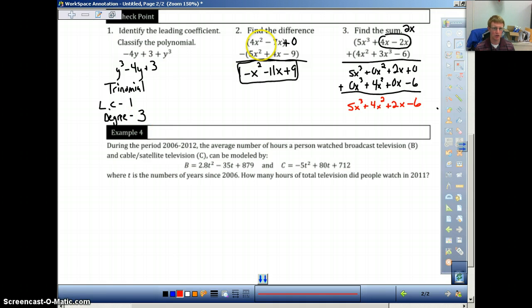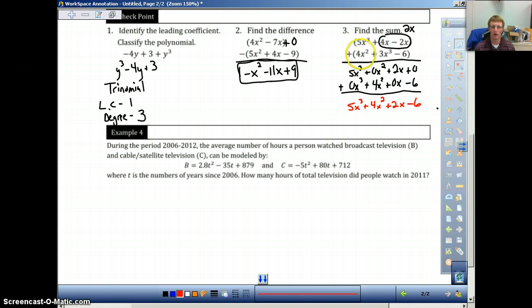The second one, you had to remember to add the plus 0 at the end here and subtract each one separately. 4 minus 5, negative 1, x squared. Negative 7 minus 4, negative 11. 0, because there's nothing there, minus a negative 9 is going to be a positive 9. Okay, so we've got to be very careful when we're doing that.